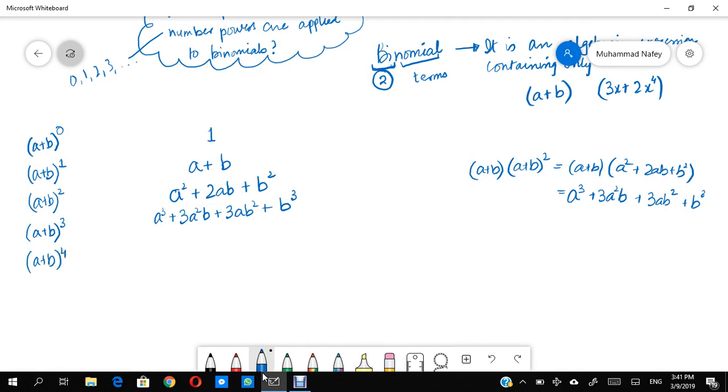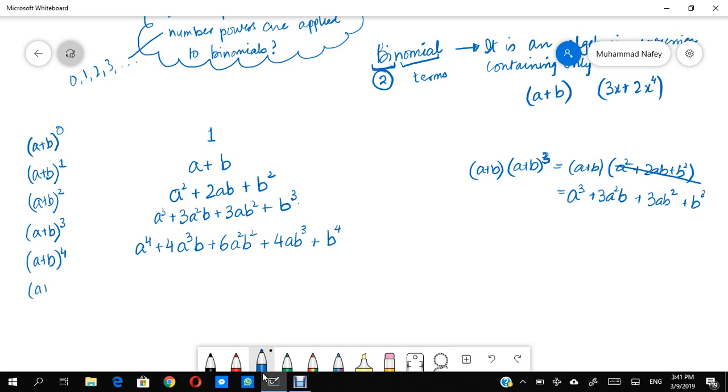You can apply the same procedure here, replacing this part with a plus b whole cubed and replacing this term with this one, and you will be obtaining a to the power of 4 add 4a to the power of 3 times b add 6a squared b squared add 4ab cubed add b to the power of 4.